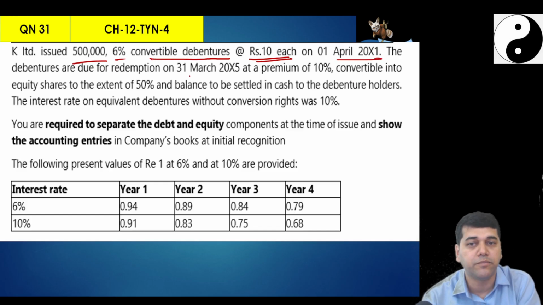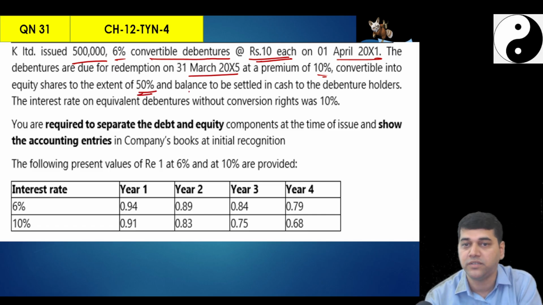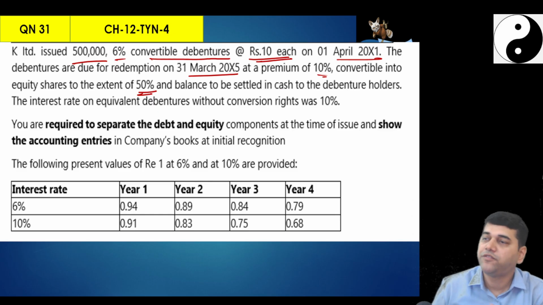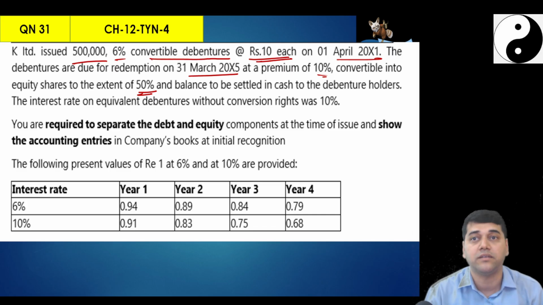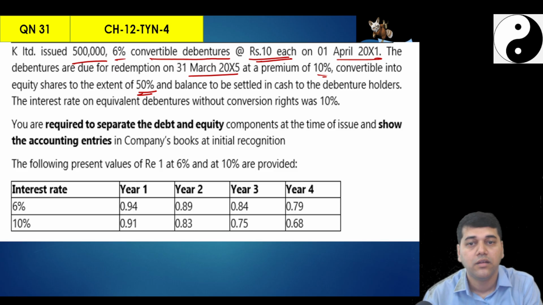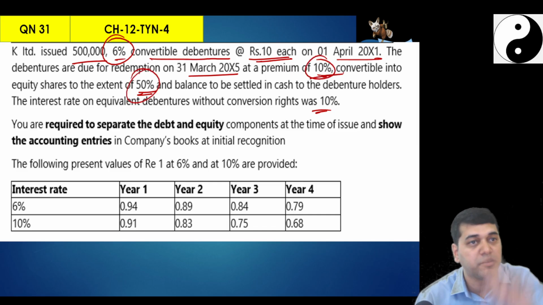The debentures are due for redemption in 2015 at a premium of 10%, convertible into shares 50%, and the balance to be settled in cash. Oh, this is one scenario where 50% is compulsory conversion and 50% is compulsory payment. There is no option sitting here. The interest on the equivalent debenture without conversion was 10%. How much are you paying?